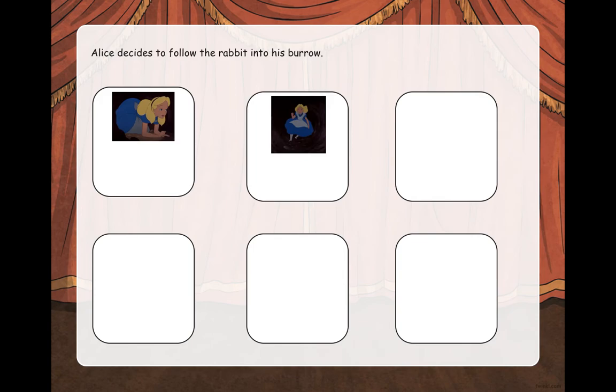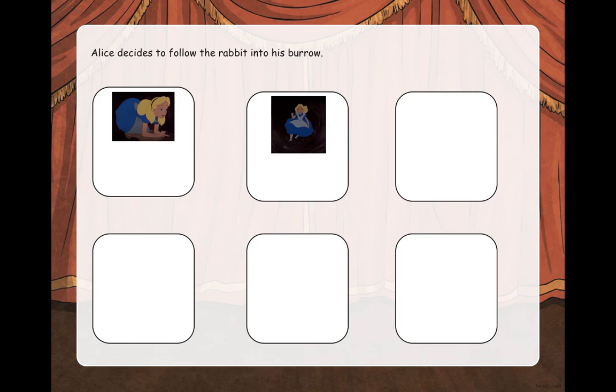So we've got at the top here, just to give a general description of the setting, Alice decides to follow the rabbit into his burrow. And I've got an image of Alice crawling through the rabbit hole into the rabbit's burrow. So what sentence could you write underneath that image? And then in the next frame, we've got Alice falling down that hole. What could Alice be saying when she's falling? What could she be saying? And I've got 4 more frames left.